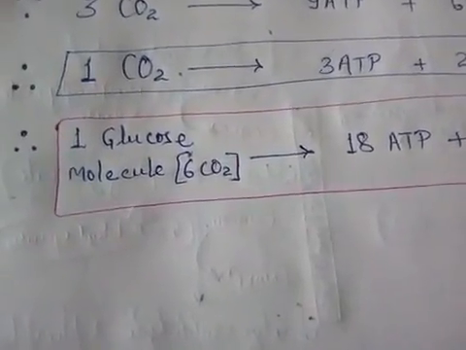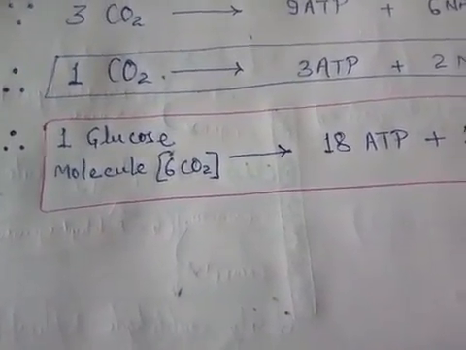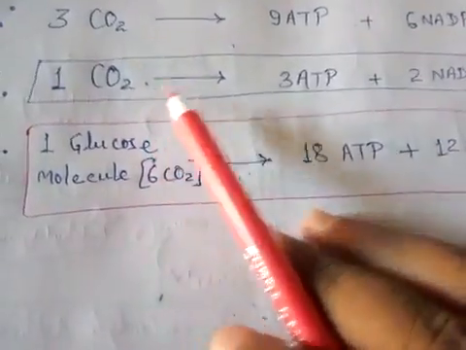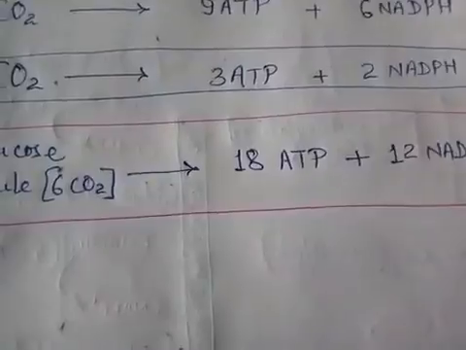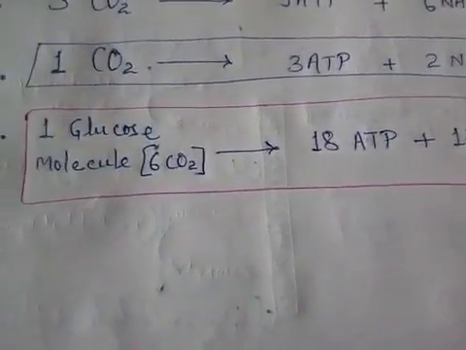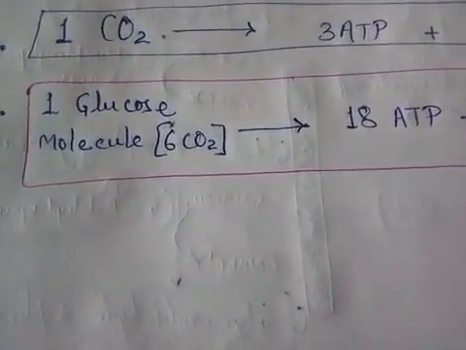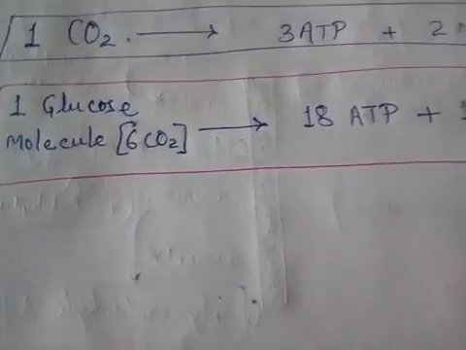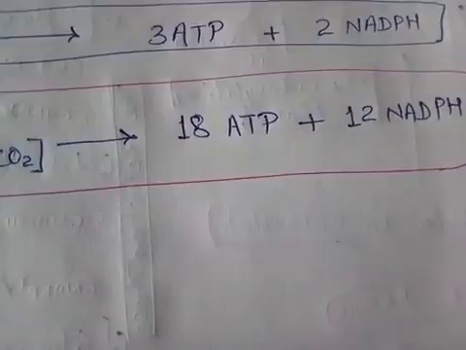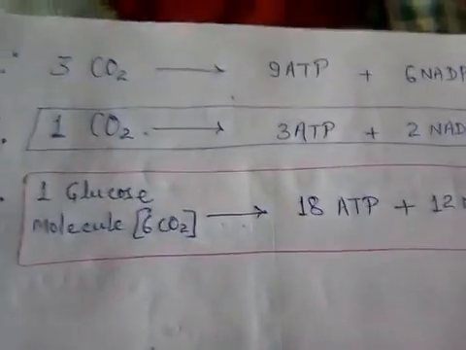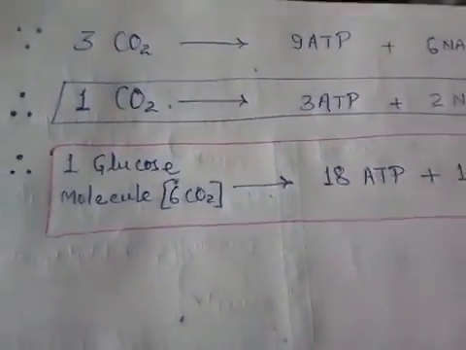Therefore, 1 molecule of CO2 has an expense of 3 ATP and 2 NADPH, and for 1 glucose molecule, that is 6 CO2 required, 18 ATP and 12 NADPH are required. So this is the energetics which is involved in the Calvin cycle.